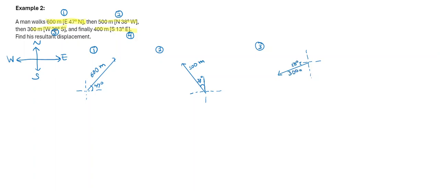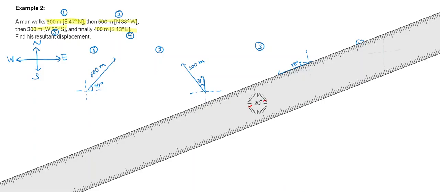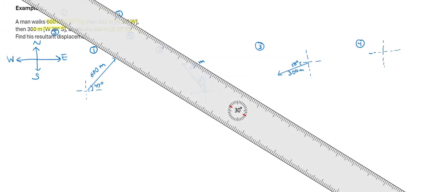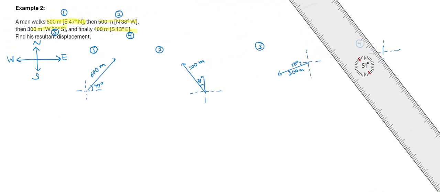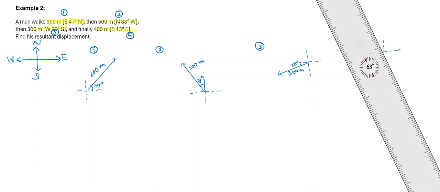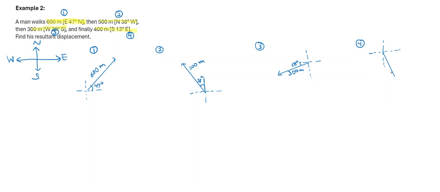And 300 meters. And then lastly, part 4, 400 meters south, 13 degrees east. So that's gonna look like this. This time, again, it's gonna be starting from south and going east. Something like that. And again, this angle is not correct. Not drawn to scale, but it doesn't really matter.